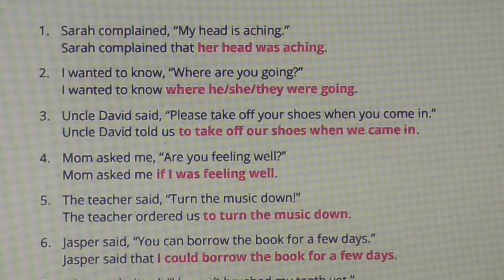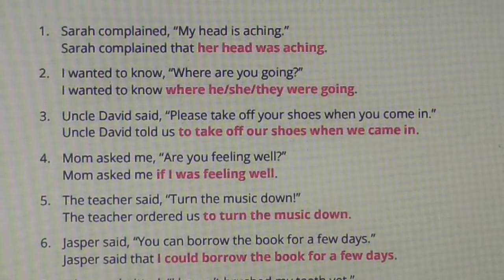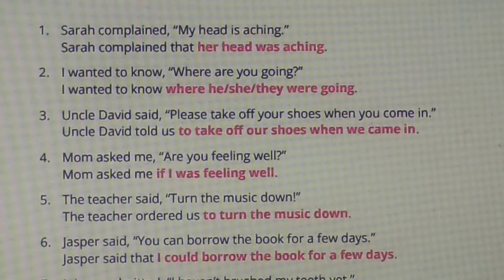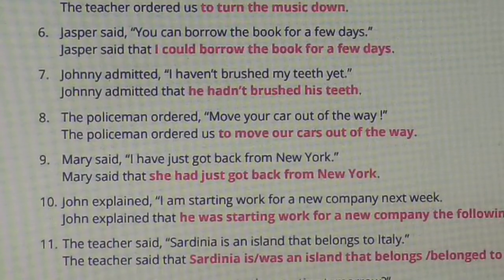Jasper said, you may borrow the book for a few days. Jasper said that I could borrow the book for a few days. Notice the changes. You changes into I, can changes into could.